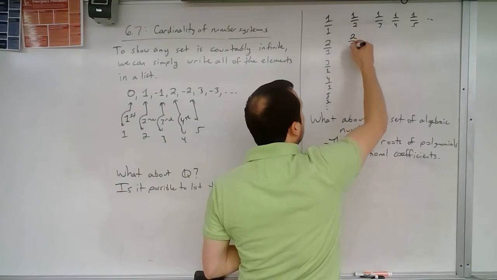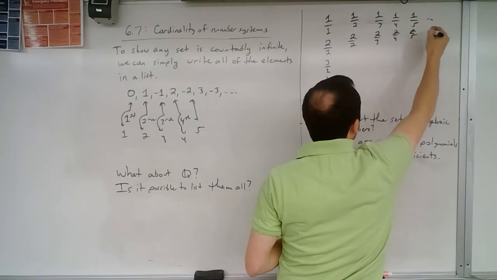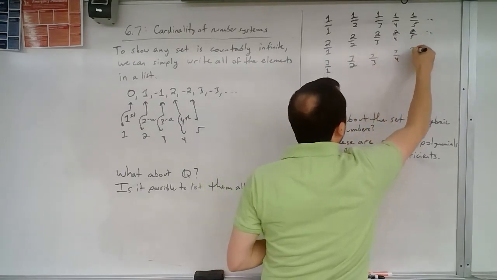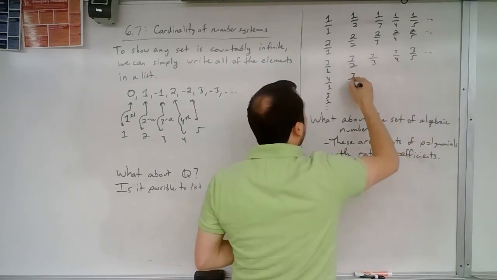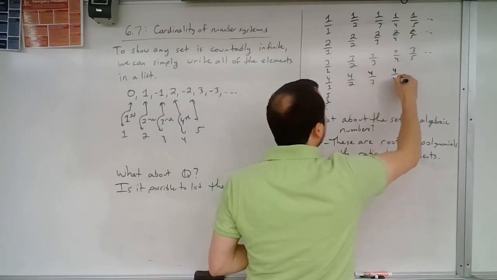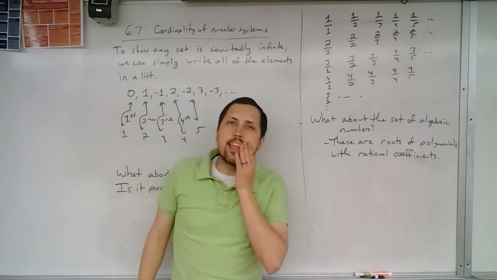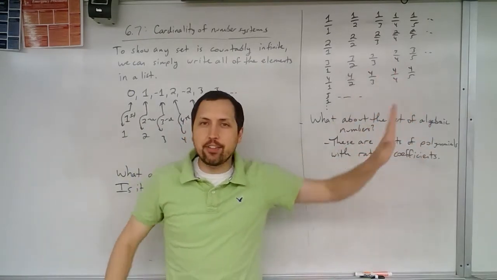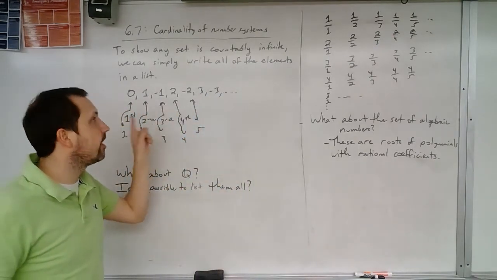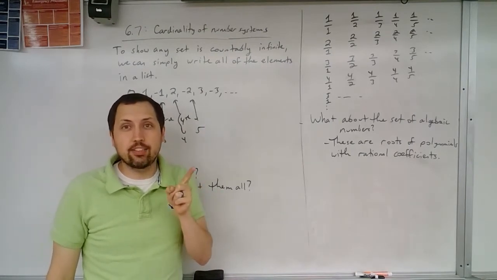So then this would be 2/2, this would be 2/3, this would be 2/4, 2/5, and so on. 3/2, 3/3, 3/4, 3/5, 4/2, 4/3, 4/4, 4/5, and so on. Okay, so this is going to list off every single one of them, but it's not a list, right? A list is I have a first, a second, a third, a fourth. This is not a list, but we can make it a list.